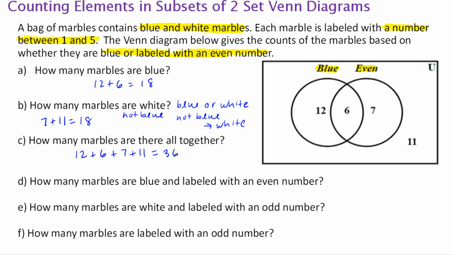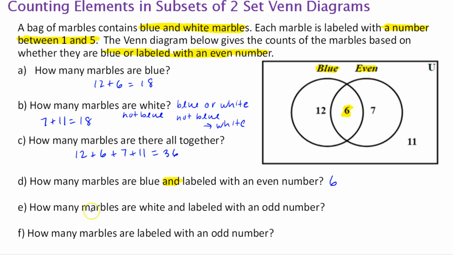Next, we're asked how many marbles are blue and labeled with an even number. So make sure you key in on the "and" operation. That means intersection, so we want the ones that are blue and even. Well, here's blue, here's even. This is their intersection, blue and even. So there are 6 marbles that are blue and even.